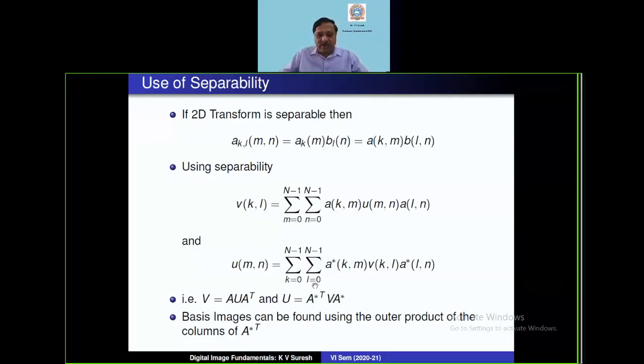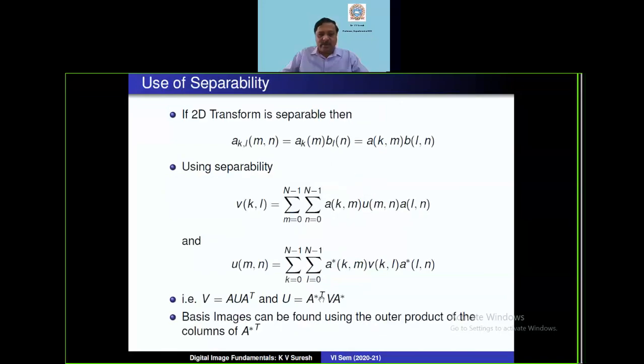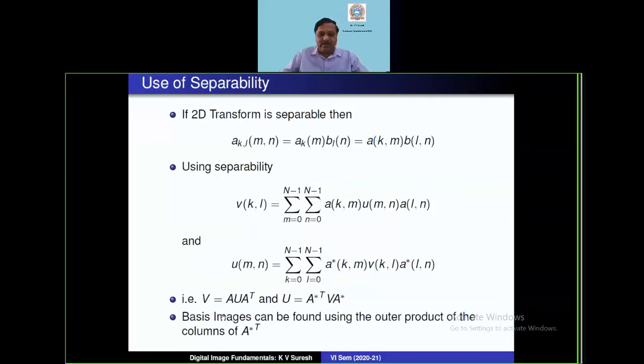This is for forward transformation, and similarly inverse transformation can be written by using this equation. Just see, it is similar, there is no difference at all. A transpose V, but here it will be A conjugate transpose V A conjugate, because this is for an image, and this is for a one-dimensional signal. That's all the difference. Now here we don't use basis functions, we use what is known as basis images. This can be determined by using the outer product of the columns of A conjugate transpose. Again with an example, let us justify this.